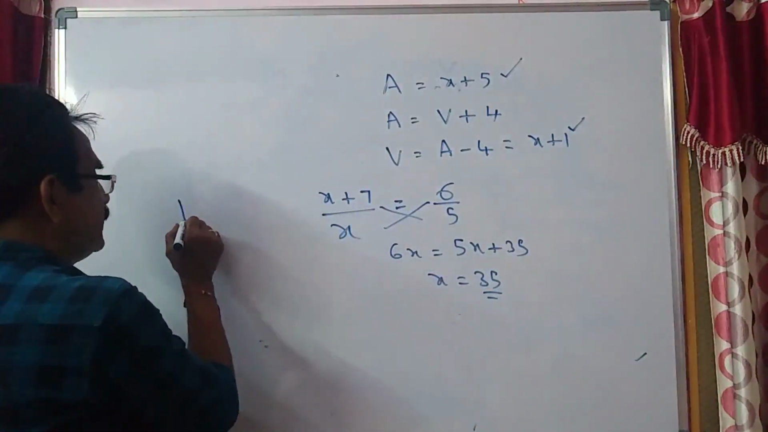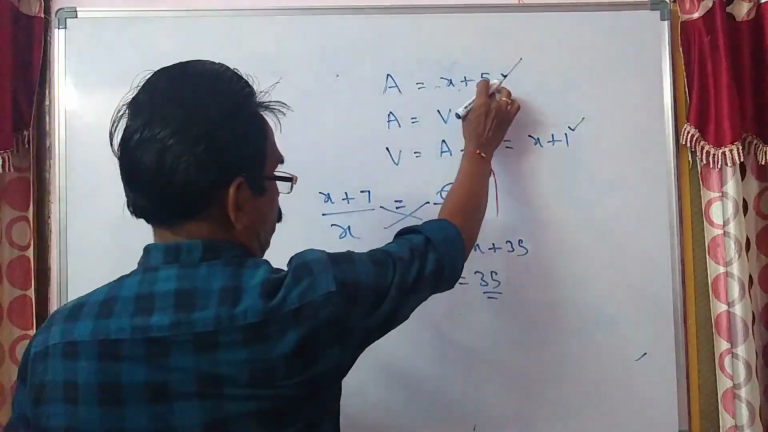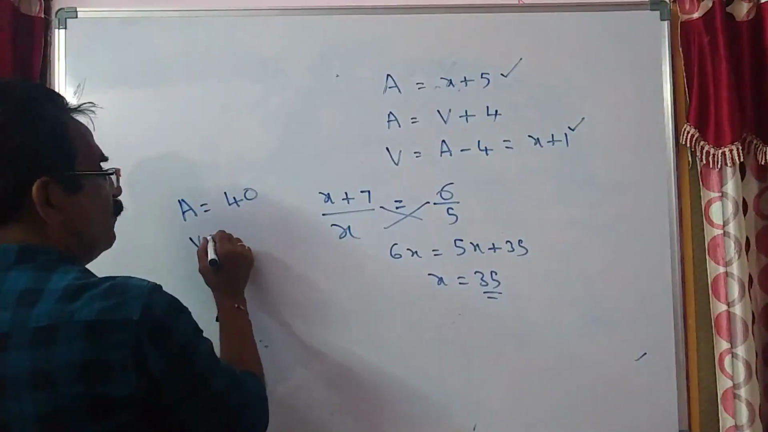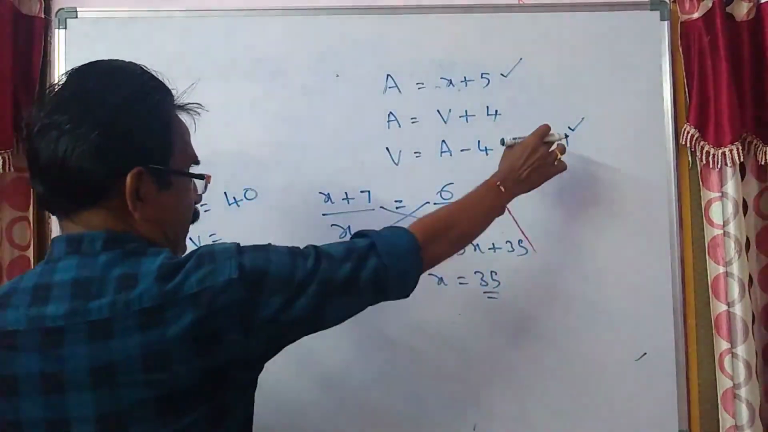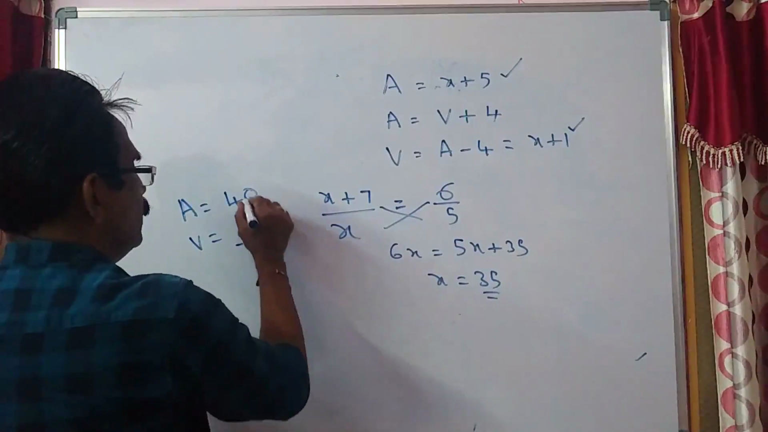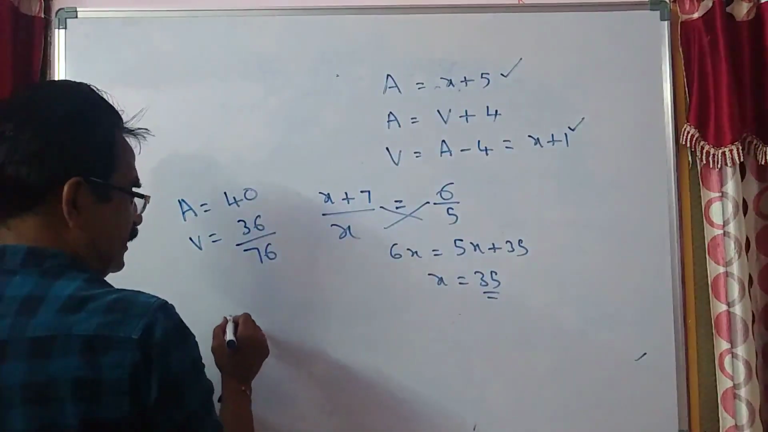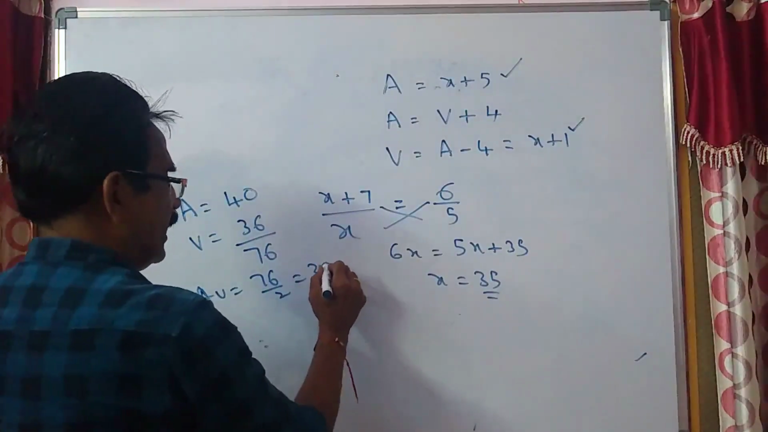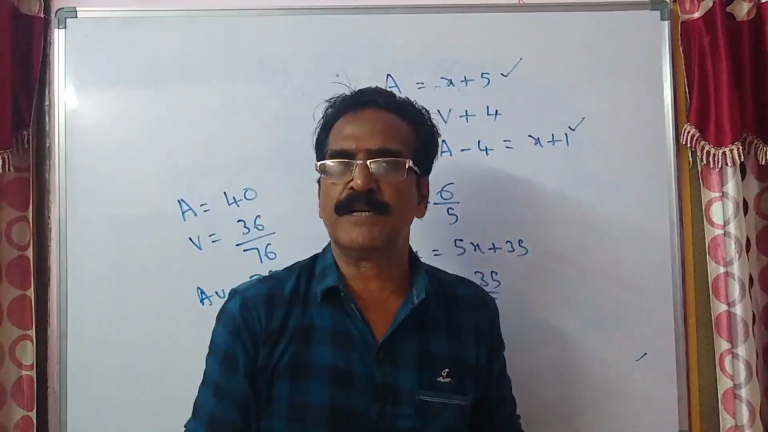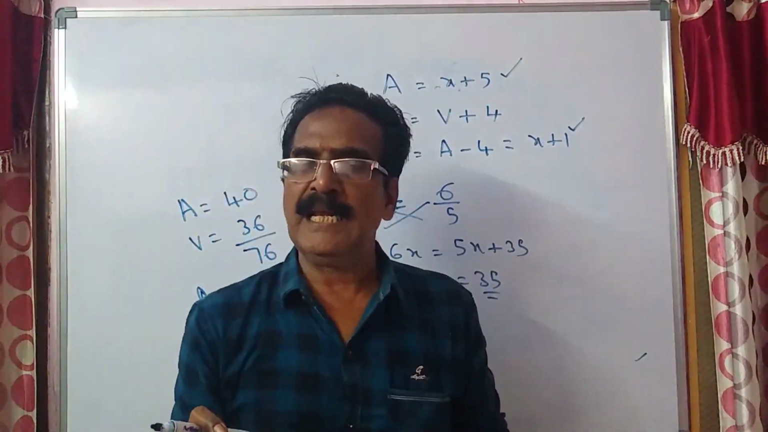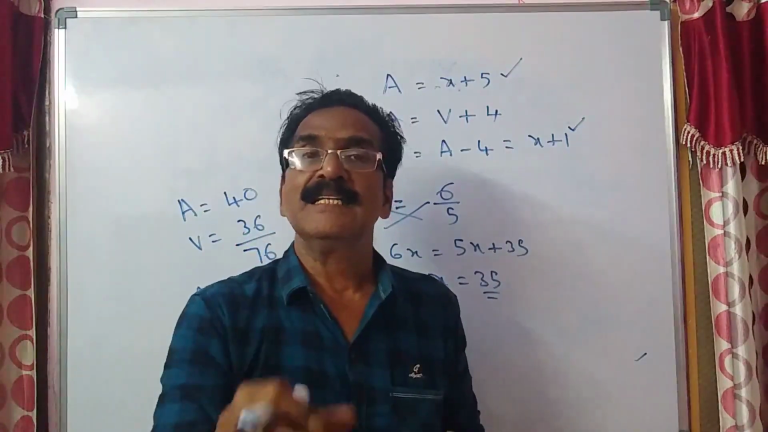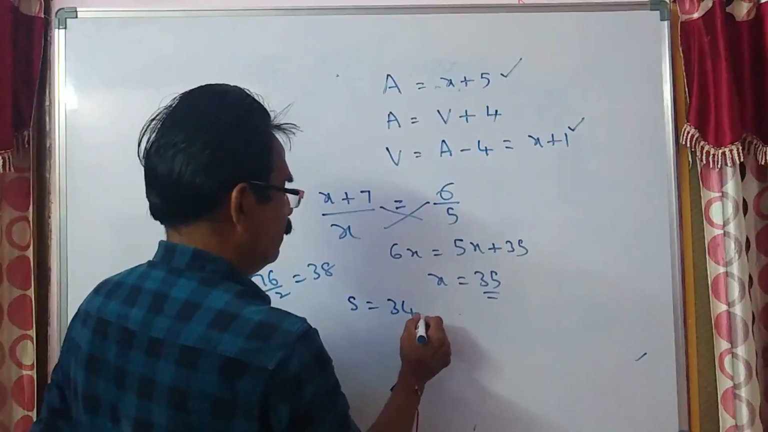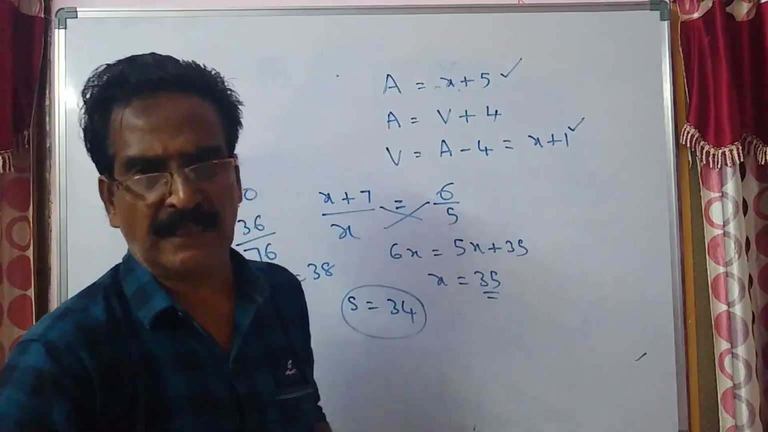So Arun's age is equal to x plus 5. 35 plus 5, 40. Arun 40. What is Varun? Varun x plus 1. 35 plus 1, 36. So total 76. Average 76 by 2, 38. So the average of Arun and Varun is 38. Now Sunil is 4 years less than the average of Arun and Varun. So Sunil is equal to 38 minus 4, 34 years.